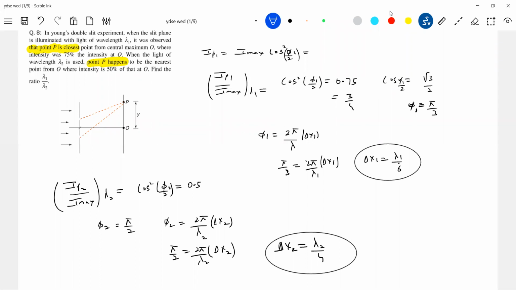Geometrical path. So here I'll put it in this way. You can see this. What is delta x? This will not change as you change the wavelength, because the position of the slit has not changed and the position of point P has not changed. So definitely, delta x should not change. Therefore delta x1 equals delta x2. So now write lambda 1 by 6 equal to lambda 2 by 4.